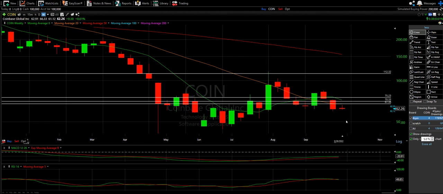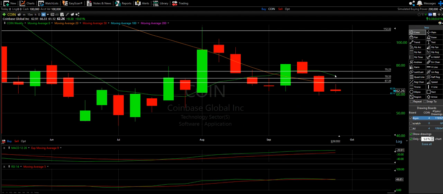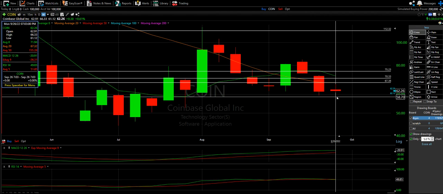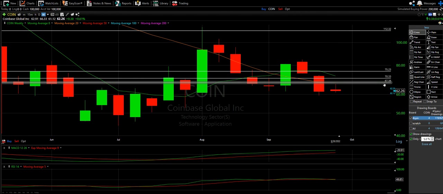Again, this weekly does not look good at all, right? I mean, we're obviously under the 8. It does look like we are under the 20. I think the 20 is pretty much lining up with my line, if I'm not mistaken, right? So yeah, the 20 is at 67.32. My line is at 67.38. So it's hidden behind this.